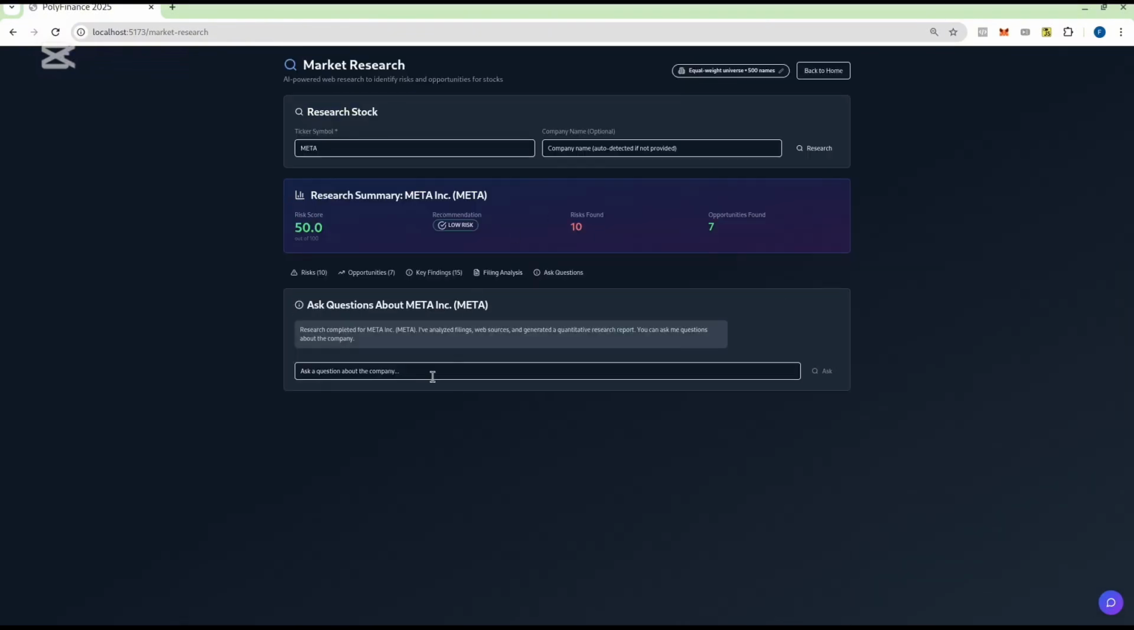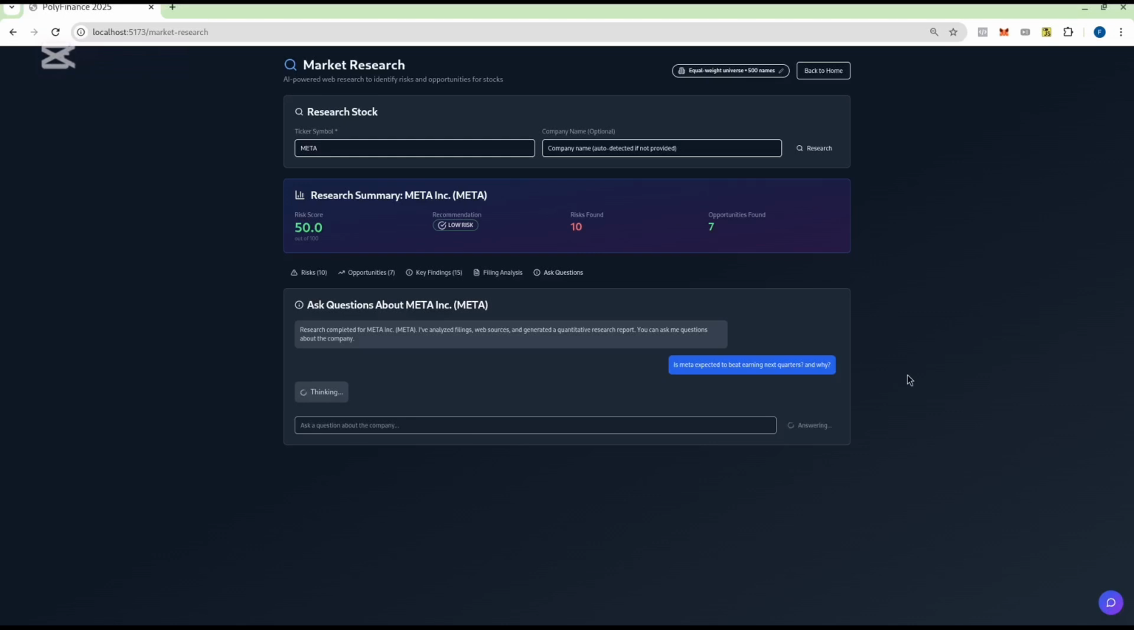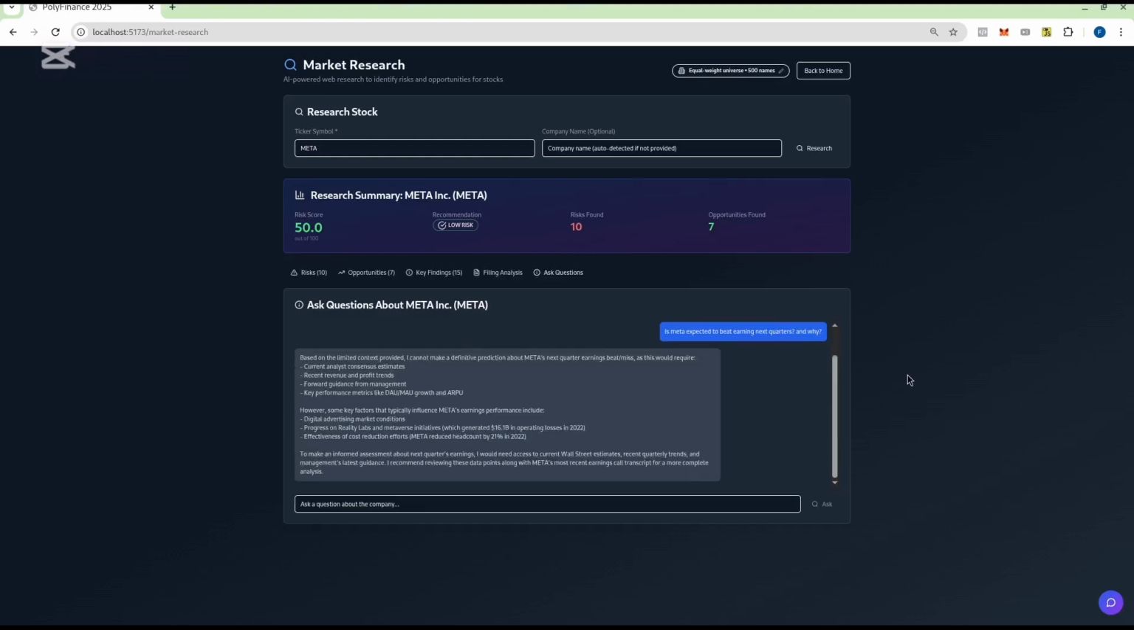You can also ask a question, so I can say, is Meta expected to beat earnings next quarter, and why? Here again, we allow the LLM to do retrieval augmented generation, to go online and search the web. We use SerpApi to go on the web. So here you can see core analysis, digital advertising market conditions. You can read, and you can ask any question about any stock, and an LLM will give you a broad suggestion of what is happening with this company.